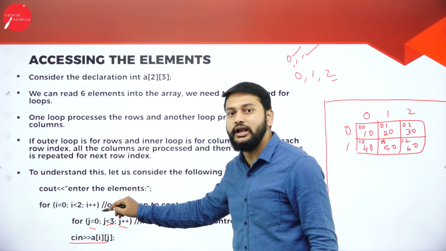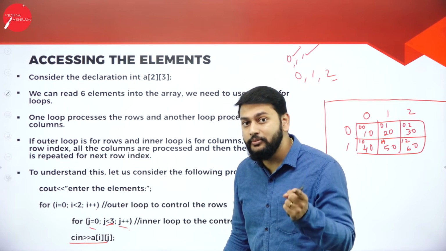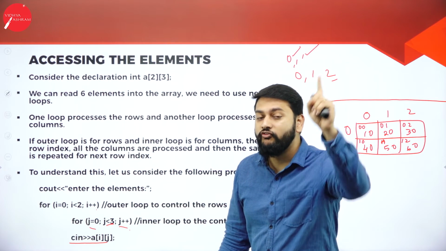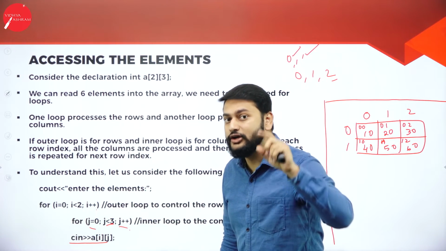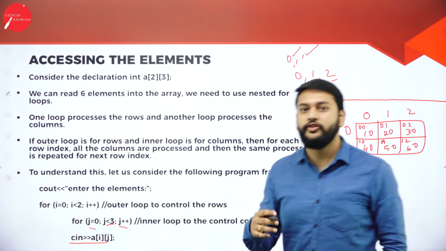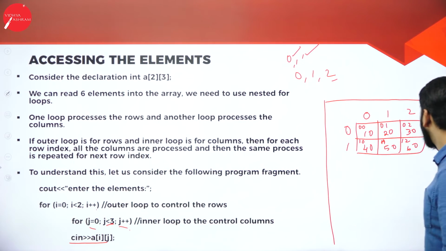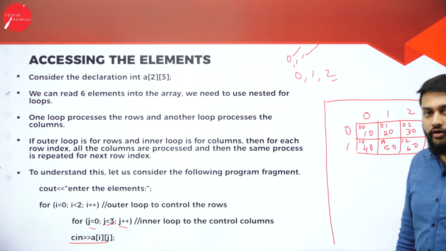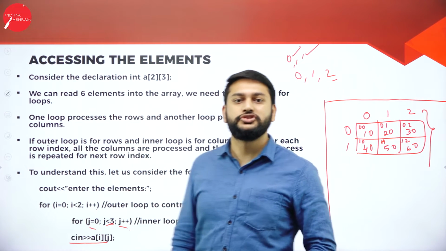Then the I value gets incremented. What happens to the I value? It increments. What was the I value? It was 1. So after the increment it is now 2. So, is 2 less than 2? No, the condition fails. So it will come out of the loop. So this is how you will be storing the values in a two-dimensional array.